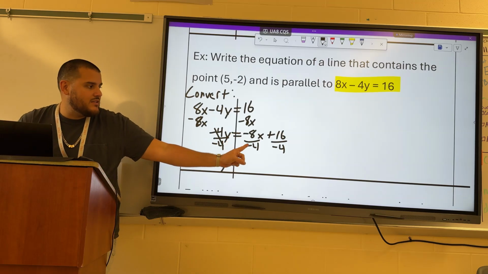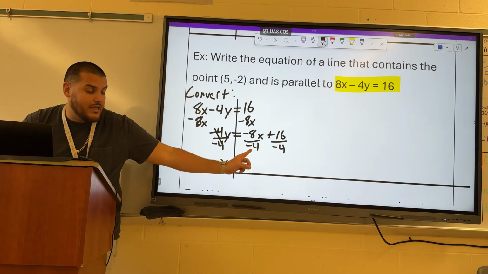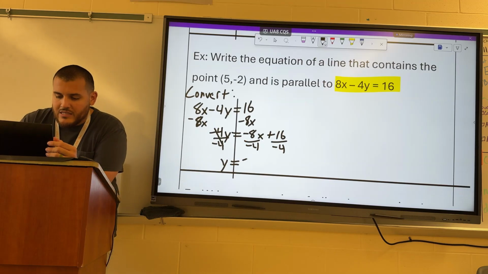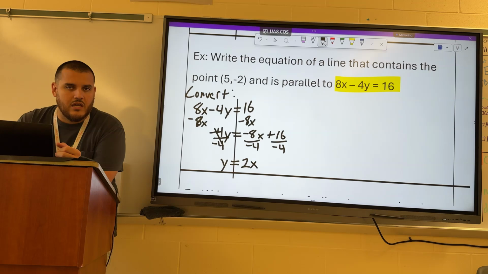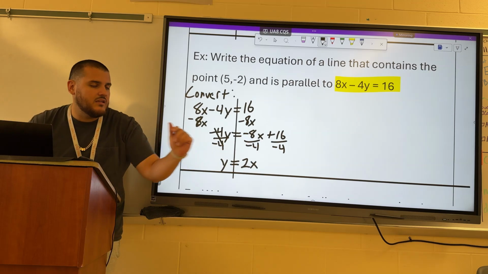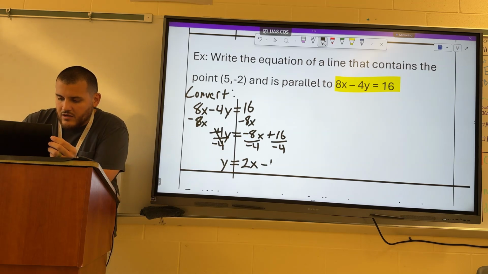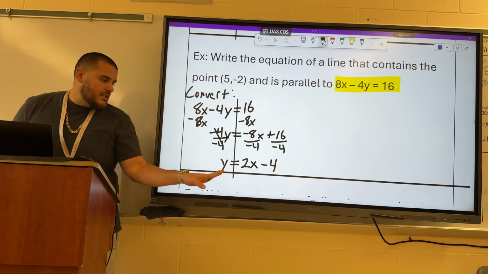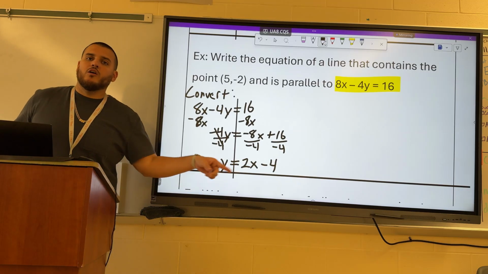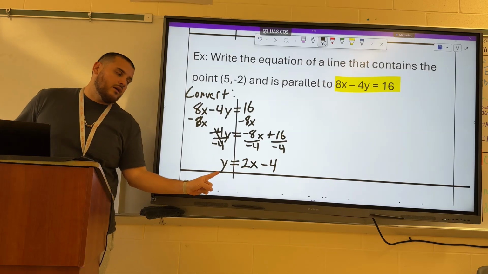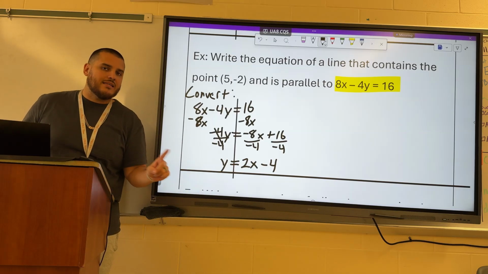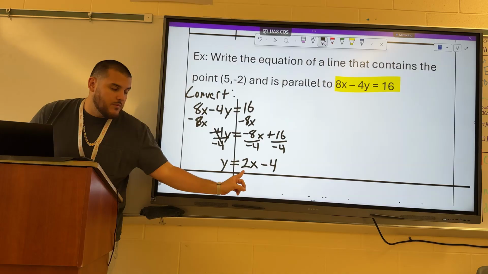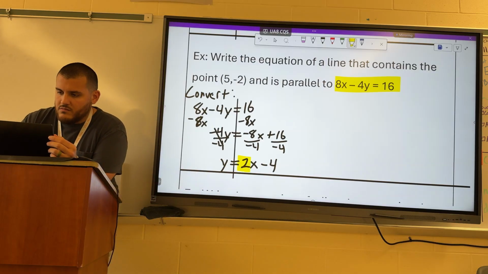Then we have a negative 8 divided by a negative 4, which would give me a positive 2 there in front of the x. And then we have positive 16 divided by negative 4, which gives me a negative 4. And remember, the only thing that matters for this line is what is the slope, because our line needs to be parallel to this one, and parallel lines have the same slope. So the slope of that line is 2.